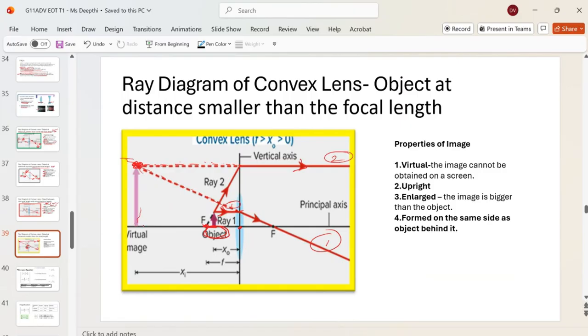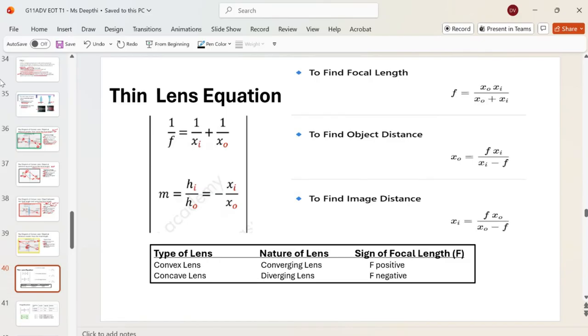So it's a virtual image because it's formed on the same side as the object, and it is upright and very big. Okay, so these are the four properties that you should write, and you should study this because it's different from the other pictures. Now for the problem-solving part, you have to use the same formulas. Everything is the same as for the mirror.